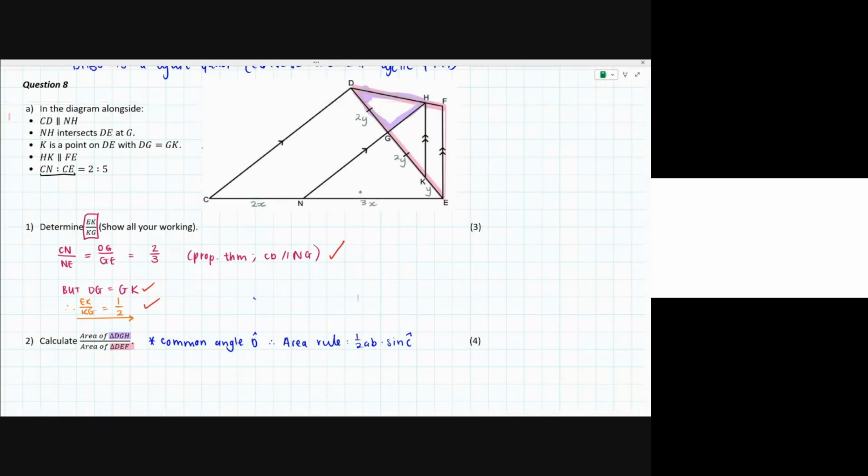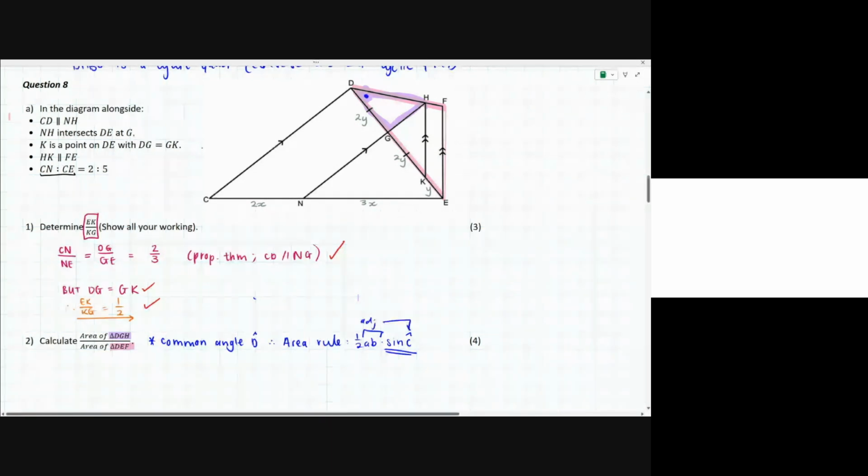Right, so I need to know things. I know that I've got my common angle here, so this would be the sine of angle D. And remember, these two sides over here are the two adjacent sides to your angle. So I need to know what DG and DH are, as well as DE and DF. Those are the side lengths I need.